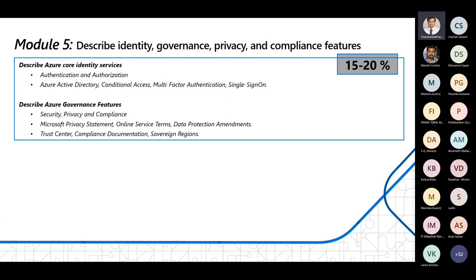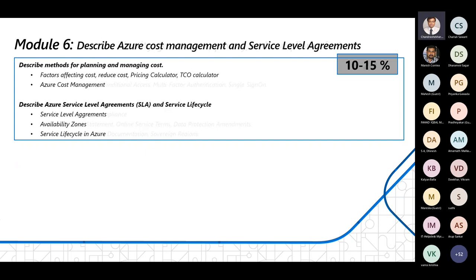Identity and governance. So what are all the different services and tools available there for the purpose of identity and governance? It also carries a good weightage, 15 to 20%. Then comes cost management and service level agreements. That also covers 10 to 15%. The whole curriculum has been divided into 6 modules.